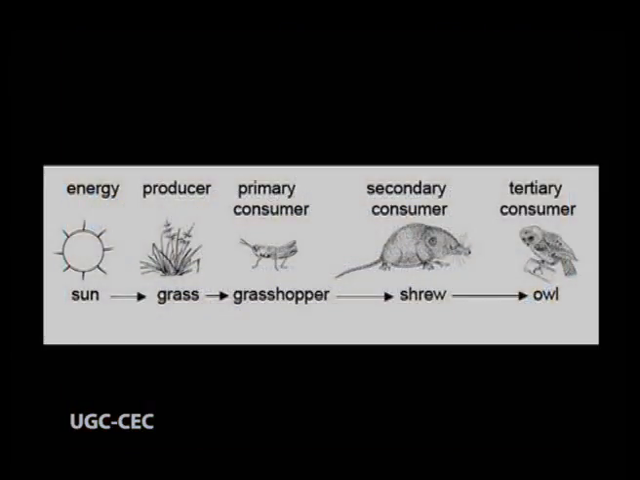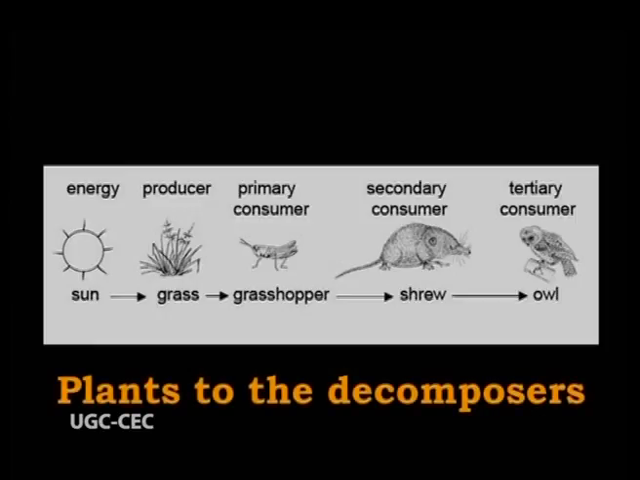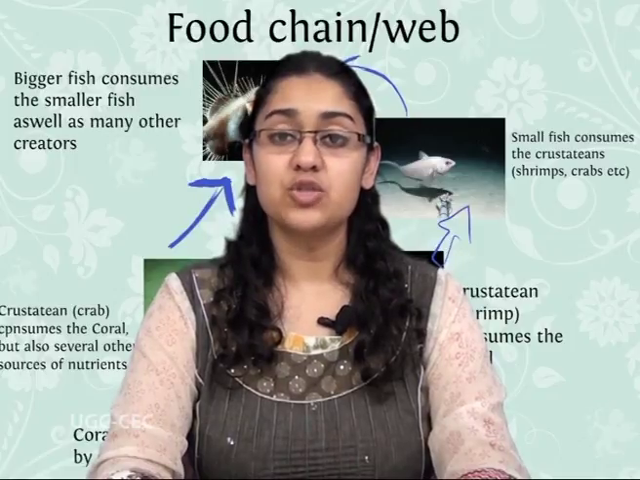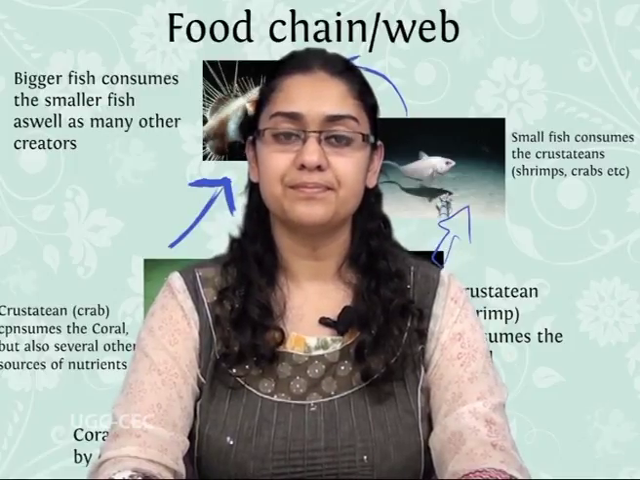A food chain is a simple representation of the linear links of the different biotic components starting from the producers, that is, plants, to the decomposers. How a living being gets its food is shown in a food chain.